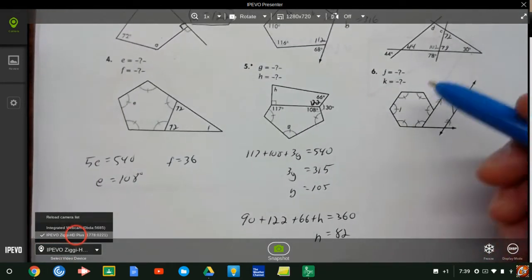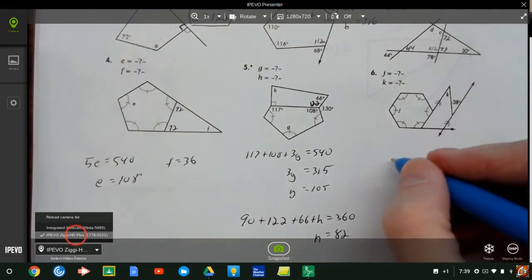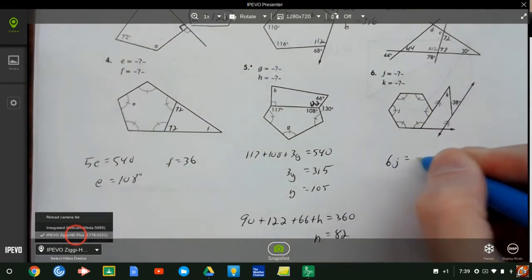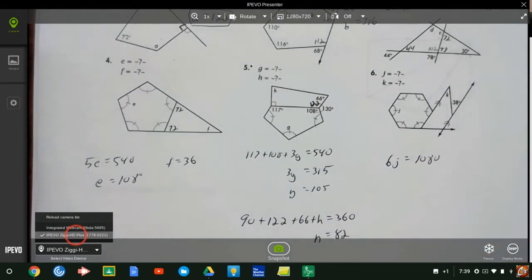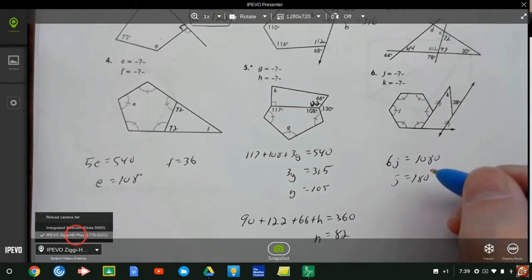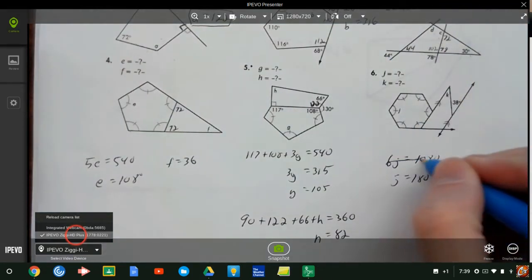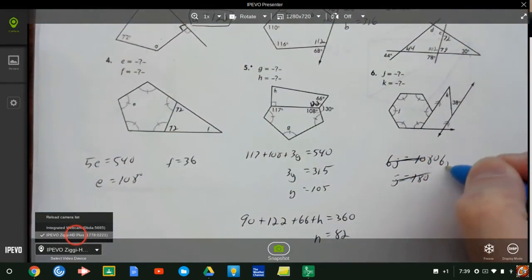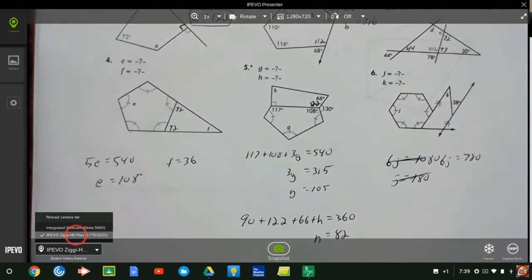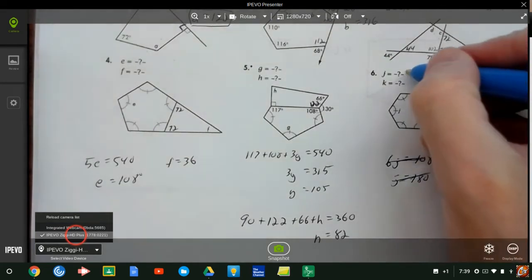And on to the last one. 1, 2, 3, 4, 5, 6. Hexagon. So 6 J's equals 1080. So I get that J is 180. Oops, did something wrong there. Oops, I looked at 8. 6 J's equals 720. That's better. So J equals 120. So that's 120.